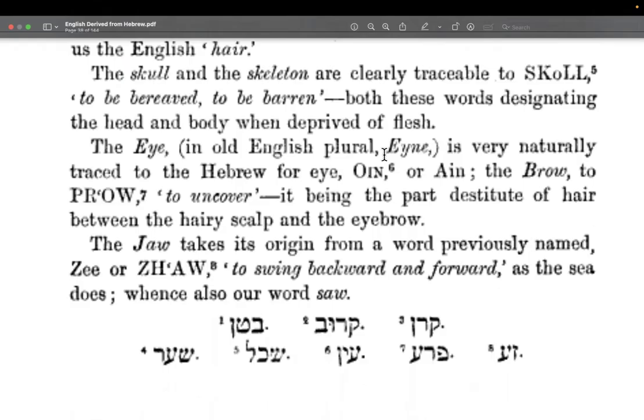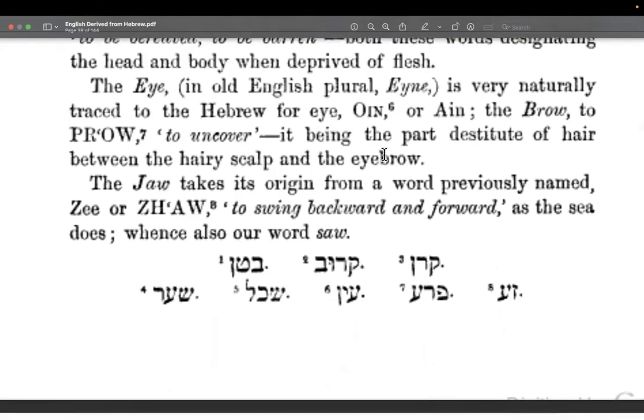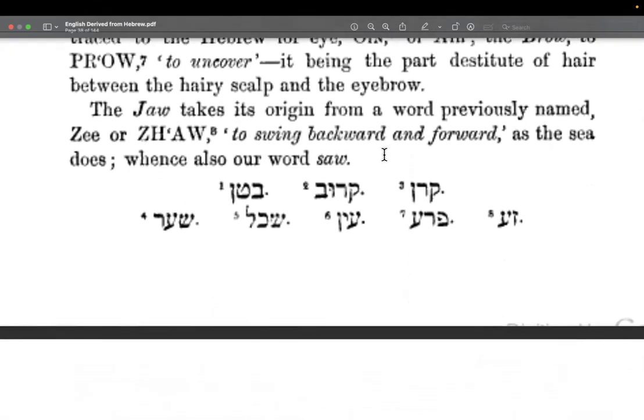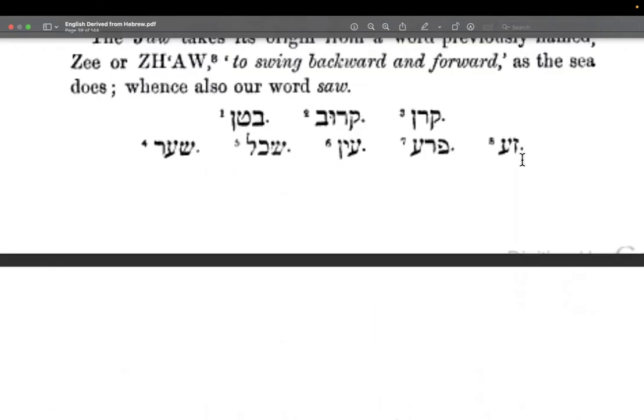The eye, in Old English plural, eini, is very naturally traced to the Hebrew word eye, ayin. The brow, to prow, to uncover, it being the part destitute of hair between the hairy scalp and the eyebrow. The jaw takes its origin from the word previously named, z or za'ah, to swing backward and forward, as in sea or as the sea does, whence also our word saw, and that would be right here, Zion Ion.